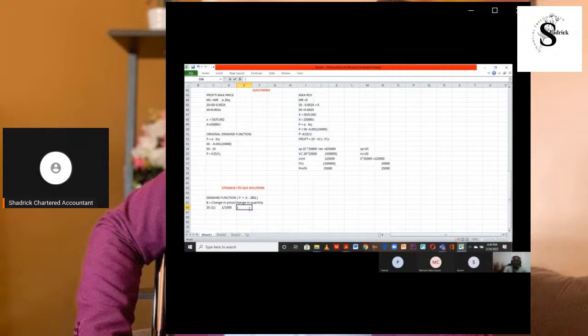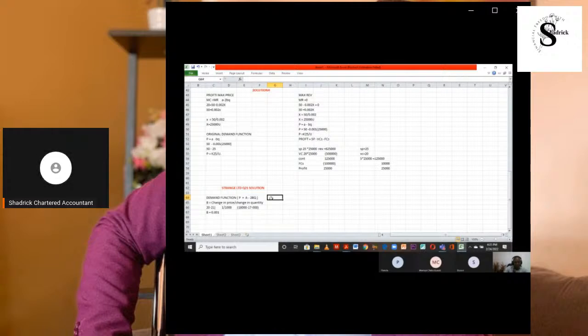And this one has been facilitated by, of course, 18,000 minus 17,000, which gives us that. So there, B will now be equal to how much? 0.001. Is that okay, guys? It is easier to work out B than to work out A. So once you find B, you can now substitute on the demand function there.